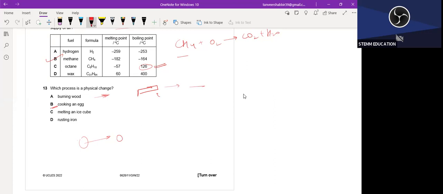And we cannot convert ash into wood. That's why it's also a chemical change. Rusting iron is a chemical change. But melting an ice cube is a physical change. Because if ice melts into liquid, we can convert this liquid back into an ice cube by decreasing the temperature. So this is a physical change. There is no chemical change. So melting an ice cube is a physical change.